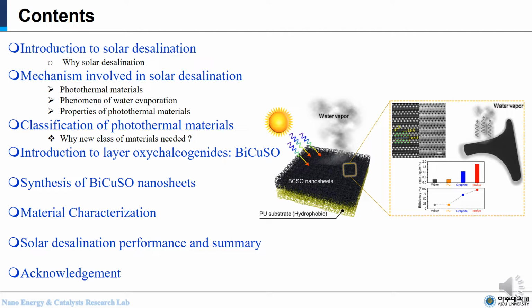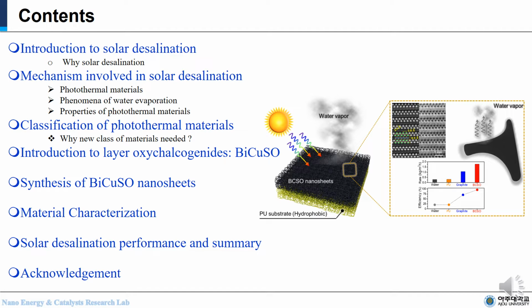First, I will introduce what solar desalination is and why it is important. Next, moving on to the mechanism involved in solar desalination, this consists of three parts. First is the photothermal materials, which are used for solar desalination. Then the phenomena of water evaporation, that is, how water gets evaporated on the surface or from the bulk of water. Then we move on to the properties of photothermal materials.